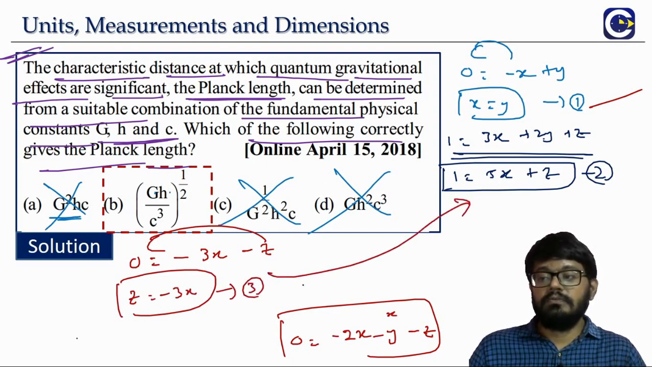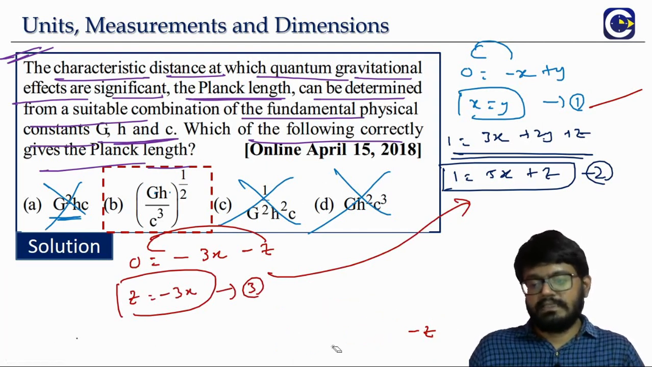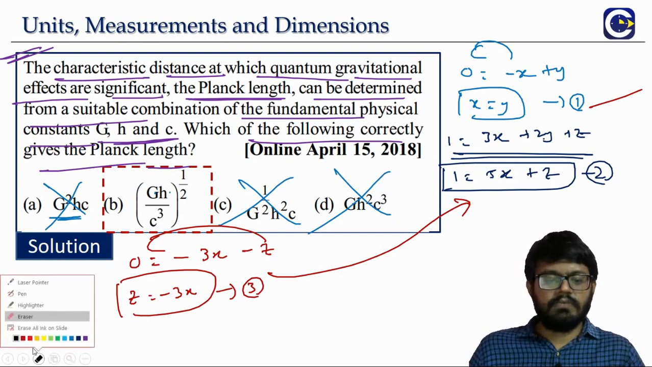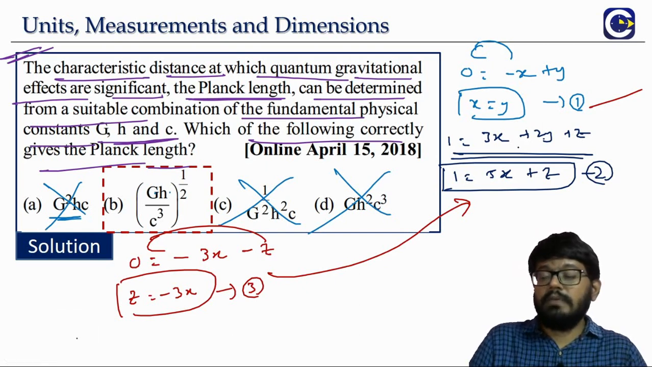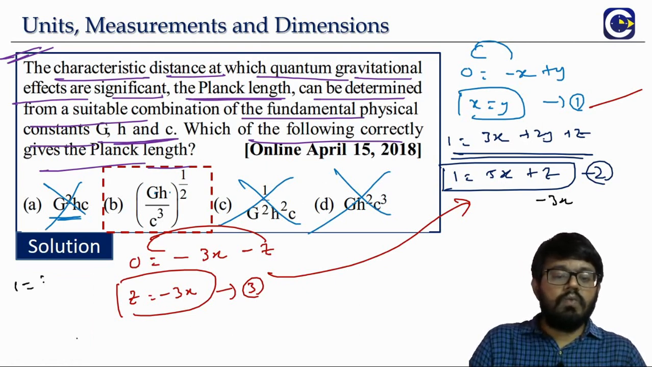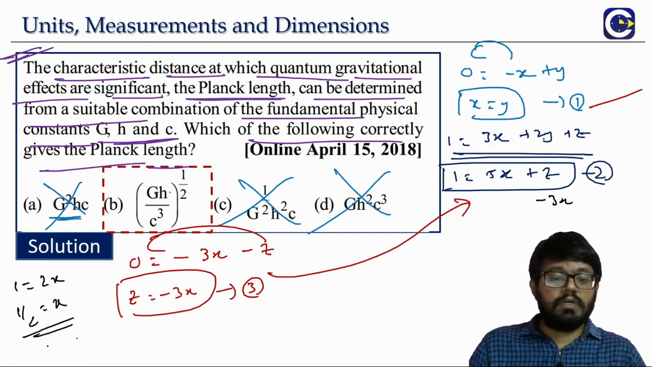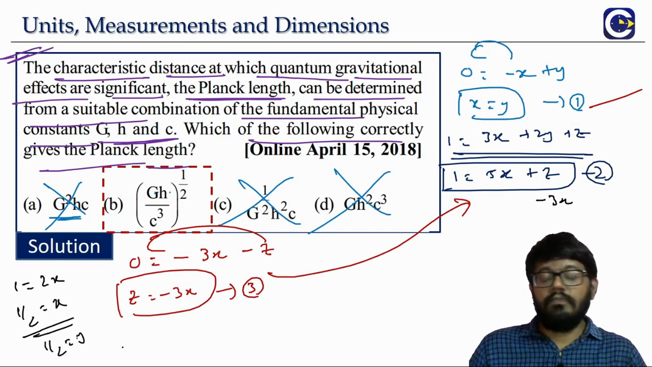Now take the value, substitute in equation 2. What is the thing that we substitute in place of z? Minus 3x. Substitute and check what we will get. Put minus 3x here. 5x minus 3x is 2x. So what you will have is 1 is equal to 2x, means x value will be half. X is half means automatically y also is half. But what about z? Minus 3x, right? It will be minus 3 by 2.